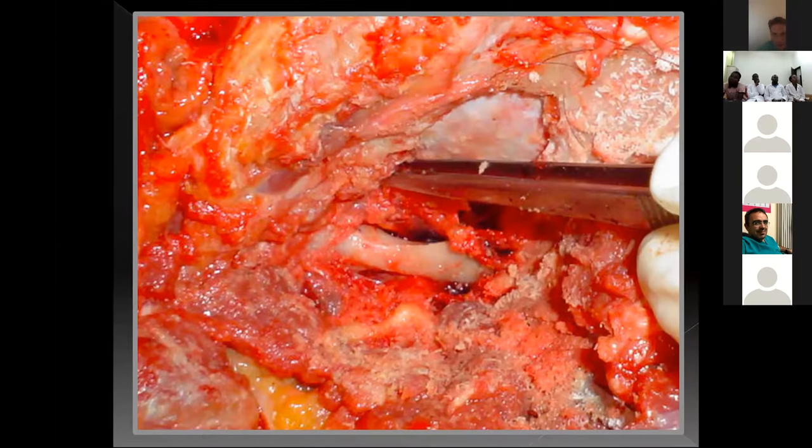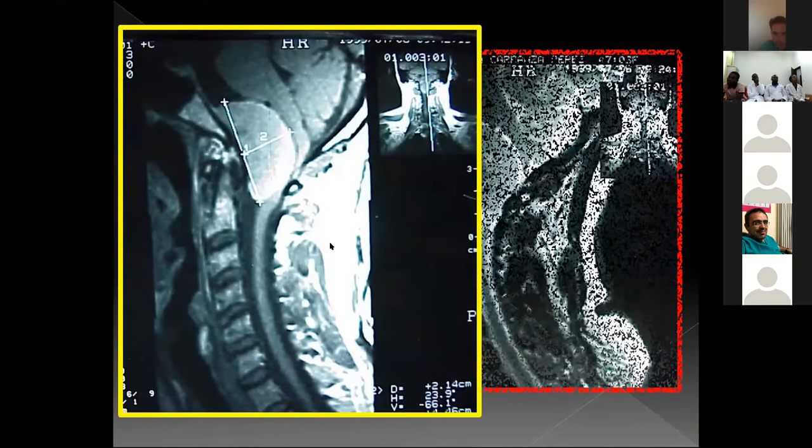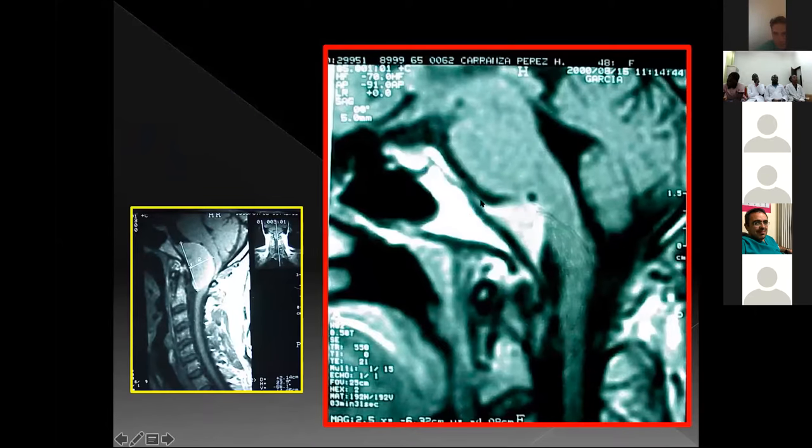You are going to have intraoperative risk when you work with the vertebral artery. So this is the preoperative view of this tumor. This is postoperative. I couldn't remove all this tumor, but I removed almost 90% of it. What's the reason I didn't remove all of this tumor? Because it was very attached to the lower cranial nerves.